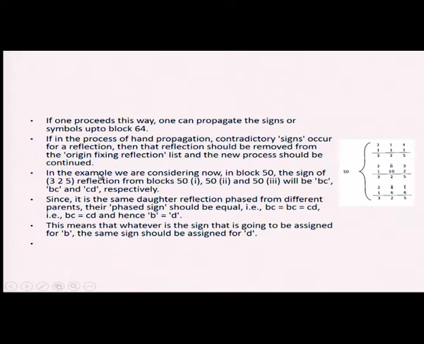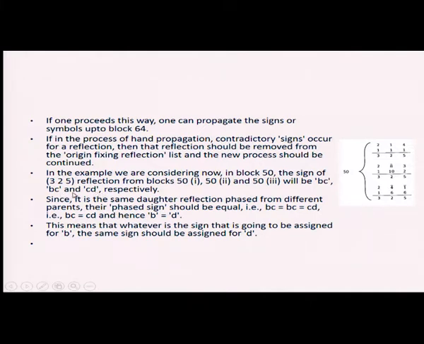Now, let us consider block 50. In the example we are considering now, in block 50 the sign of 3, 2, 5, from all these blocks 1, 2, 3, will be BC. Here we get an answer BC, here also we get an answer BC, but here we get an answer CD. What does it mean? How to interpret? Same reflection, BC is obtained, okay, fine, but here I am getting CD, which means that since it is the same reflection, the symbol BC should be equal to CD.